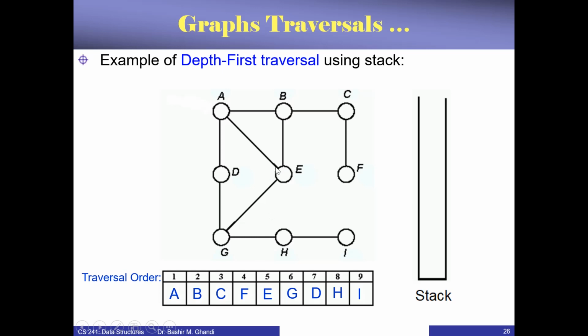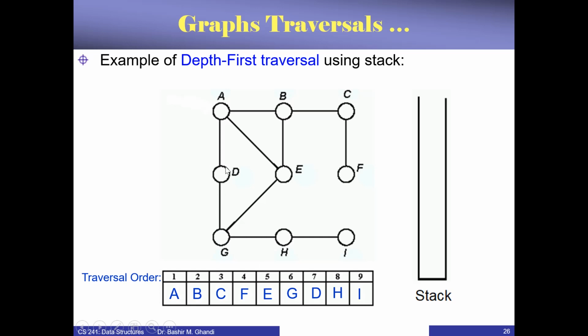Okay. From E, is there any other place to go? Well, we have already visited A, so the only other place is G. So go to G. Okay. Now from G, where should we go? Alphabetically, we can go to D. I mean, we have two options, either D or H, but D is the first one alphabetically, so we have to go to D first. Okay, so G to D. Okay, as you can see here.